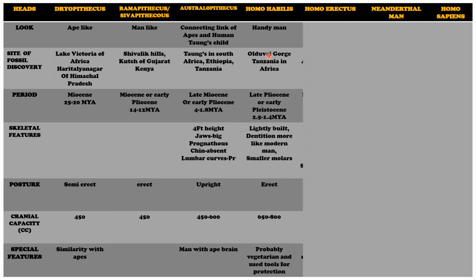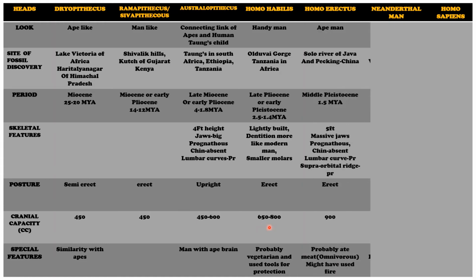The next ancestor is Homo habilis, which is also called handy man. Now this was believed to be vegetarian, but it used tools for protecting themselves. The fossils of this Homo habilis were found in Olduvai Gorge in Tanzania in Africa. It was believed to be present around 2.5 to 1.4 million years ago. So this was light in build, having dentition more like man, smaller molars, erect posture. The cranial capacity increased as compared to the previous ancestors, that is 650 to 800 cc.